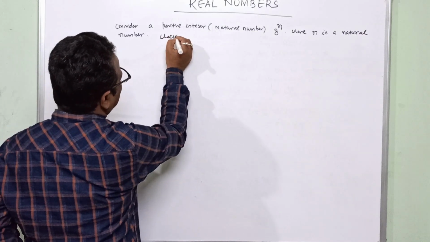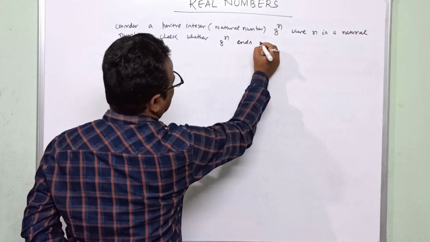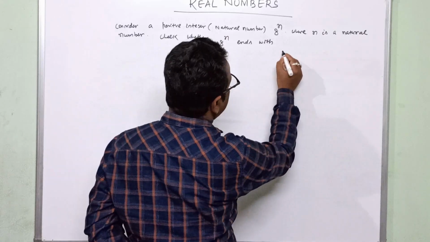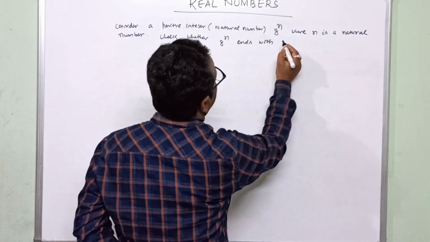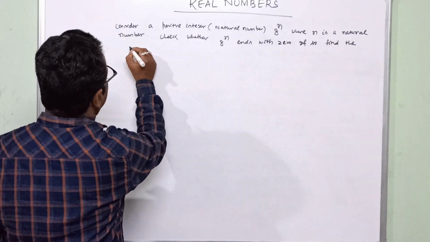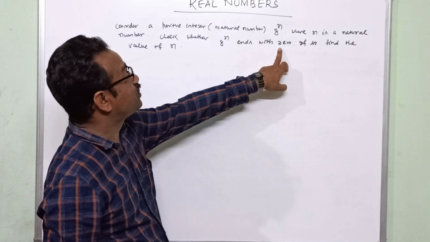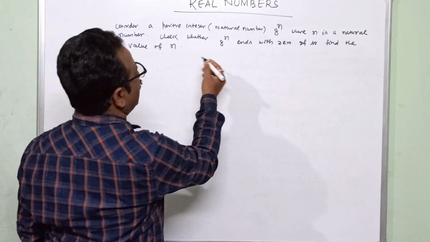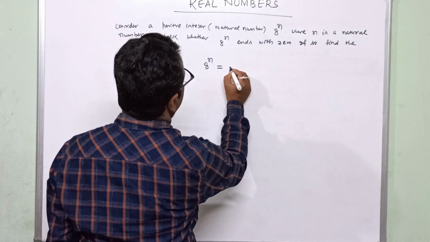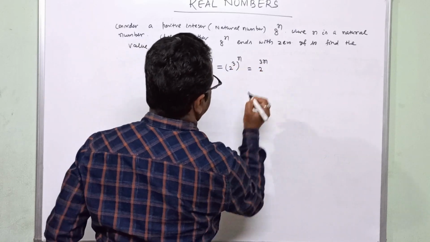Now check whether a to the power n ends with 0. If so, find the value of n. Check whether it will end with 0. If so, find the value of n. Now see, a to the power n is equal to 8 to the power n, which is 2 to the power 3n.